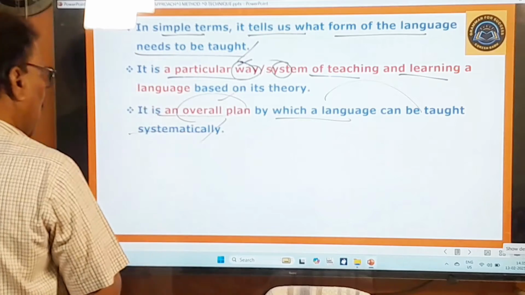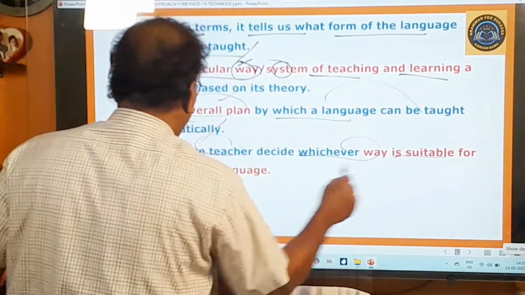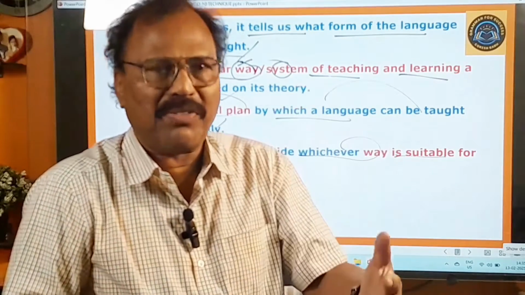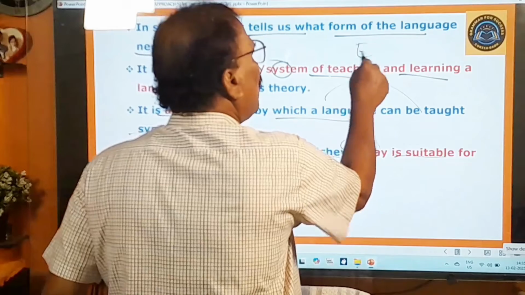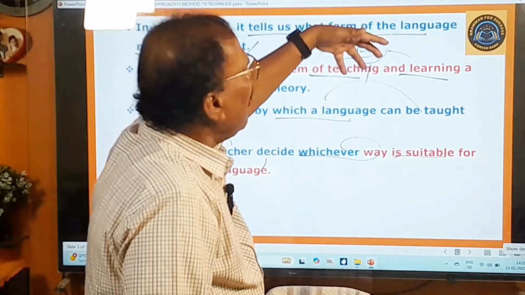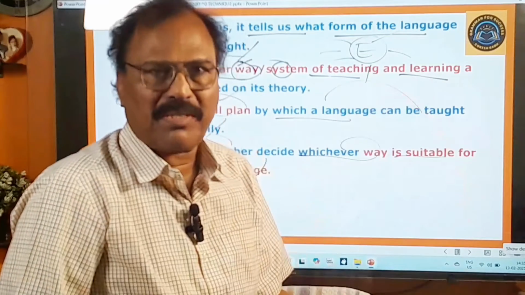So that is there. And you go to the next one. It helps the teacher decide which way is suitable for teaching the language. There are so many ways of teaching some language. For example, English is there. There are so many ways of teaching this language. So a teacher can take up any way by which he or she can teach that language to the students.